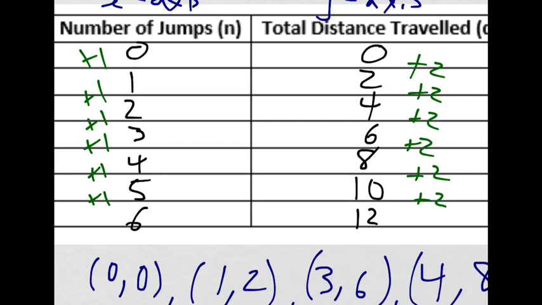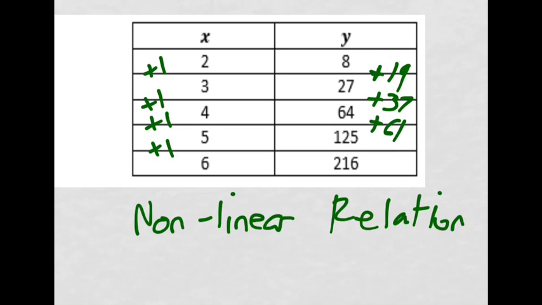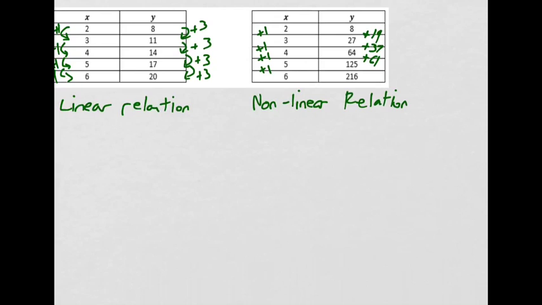Turn the page. So what 2 ways can you determine whether or not a relation is linear? First way?